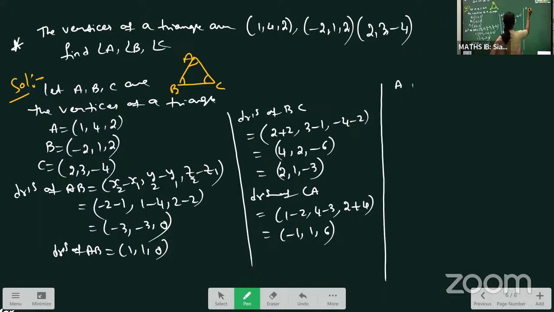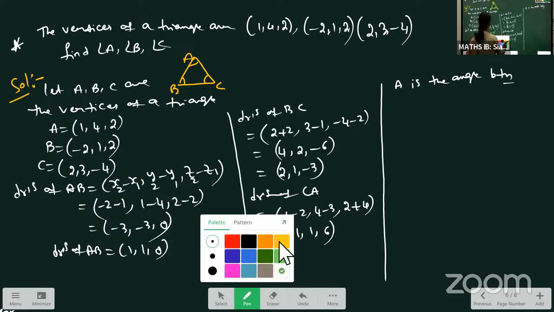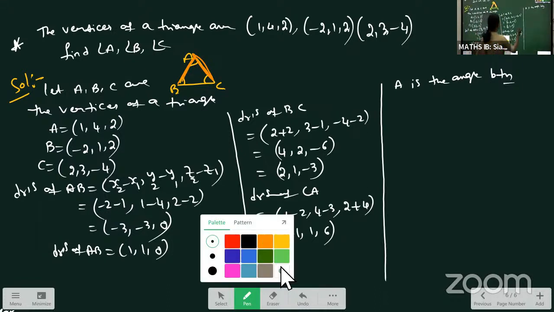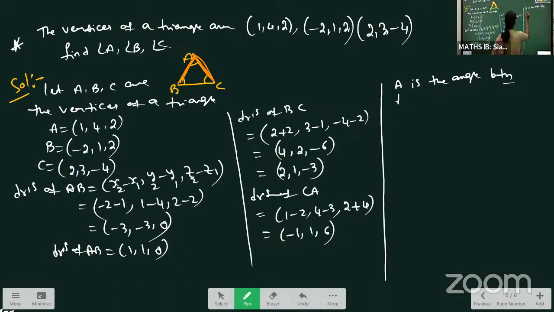A is the angle between... if you see the diagram, what is angle A? What is angle A here? It is between the DRs of AB and AC. So that is only mentioned here. A is the angle between the DRs of AB and AC.